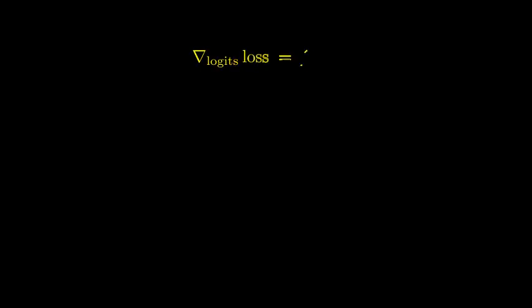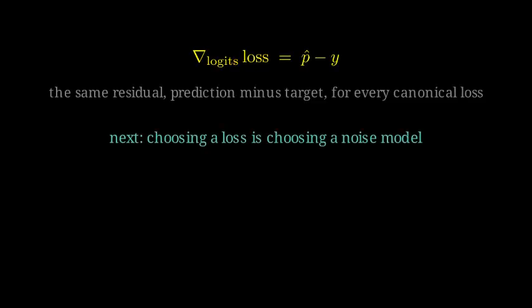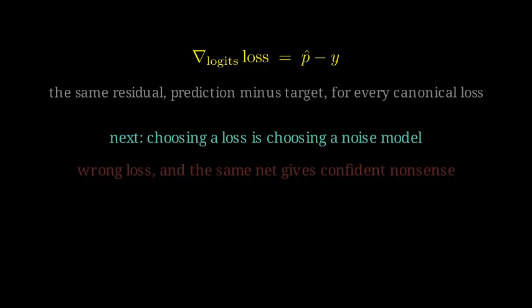If the body never changes, isn't the loss just a small detail at the end? It is the opposite of a detail. Here is a fact that looks like a coincidence and is not. For every one of those canonical losses, the gradient with respect to the raw scores is the prediction minus the target. The residual, plain and simple, every time. That is not luck. It is what ties the link function to the likelihood, and it is exactly why the next episode asks what noise model a loss secretly assumes. How the gradients actually flow through the layers is its own from-scratch series, coming later. For now, the point stands. Choose the wrong loss, and the same clever network will hand you confident nonsense.